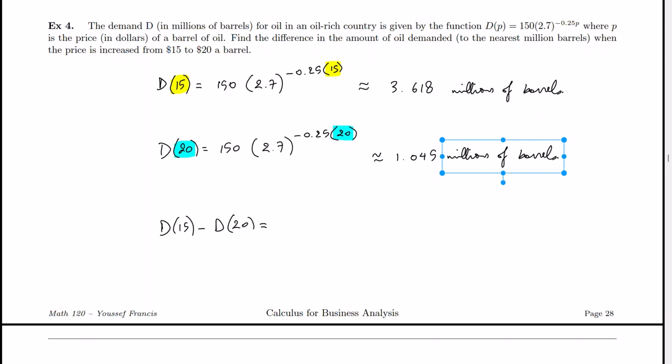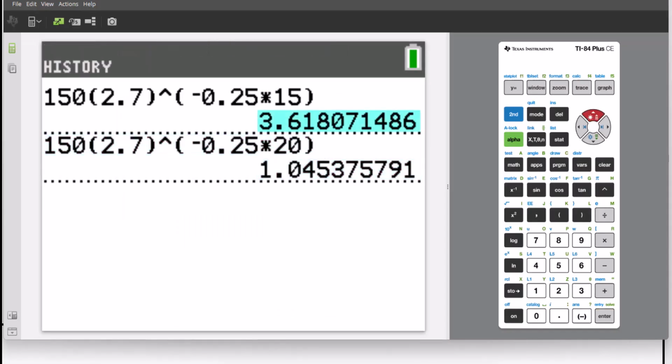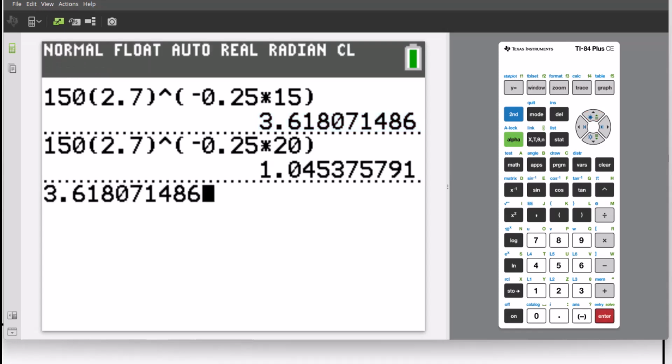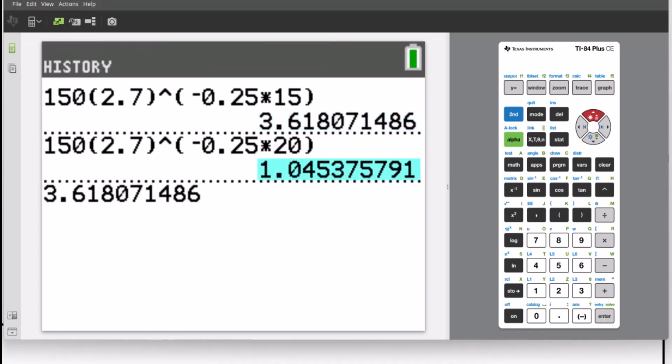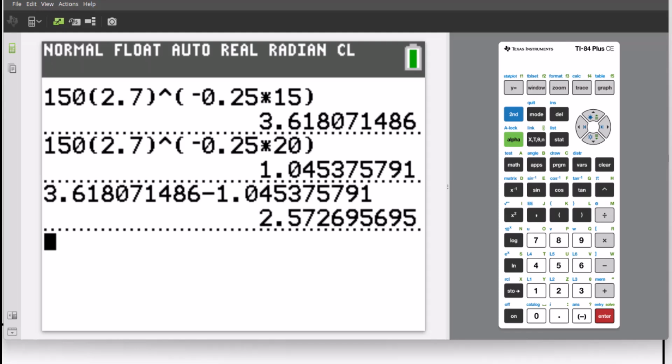Okay, so finally, they want to know what's the difference in demand when you increase the price. So how much are we losing in demand when we increase the price from $15 to $20? Well, it's going to be the first answer that we got minus the second answer that we got. And we can, again, plug this into the calculator to see what the value is. So here we go. So I'm going to go to the first answer and just click enter. So I did that by going up to the answer that I want and then selecting it by hitting enter. So I want to subtract the second answer that I got and hit enter one more time.